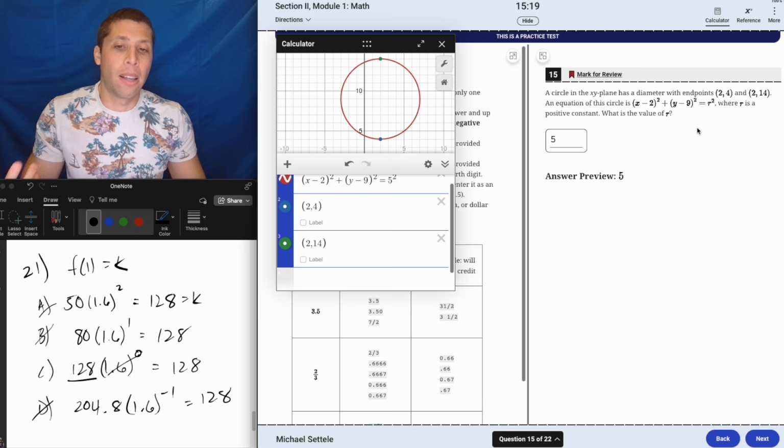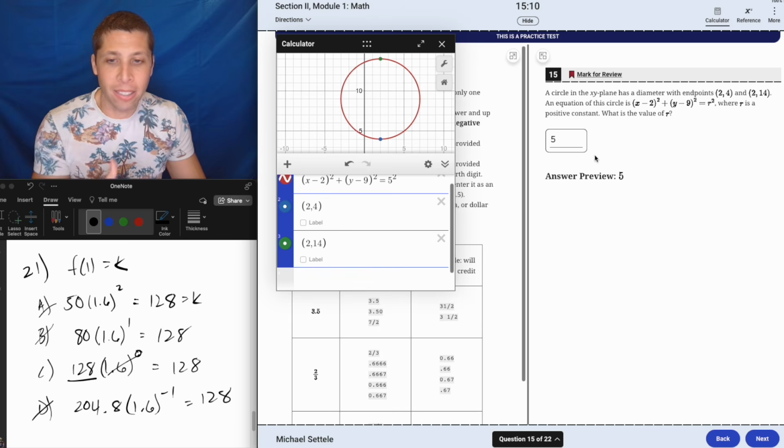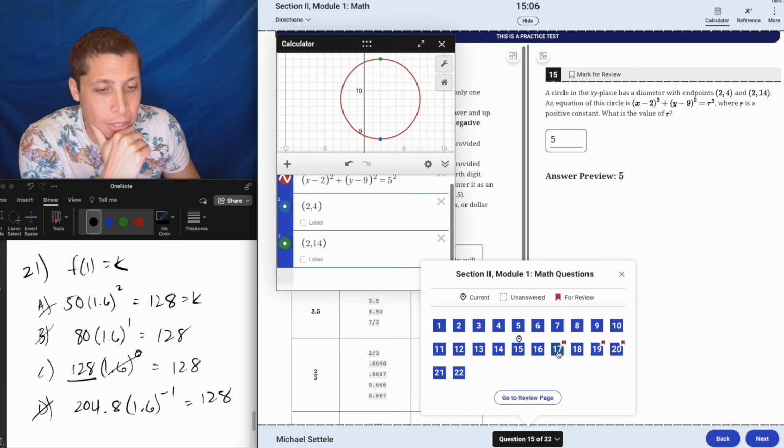That's another way to do it. But notice that's a little more conceptual. You have to understand what the picture looks like without having the picture. Whereas plug points into equations is very mindless. I love it. I love plug points into equations whenever I can. 17.